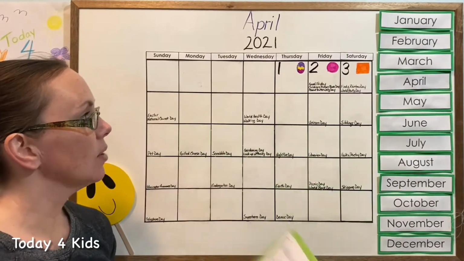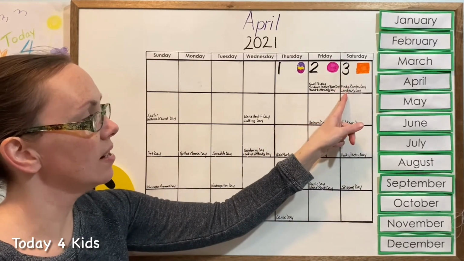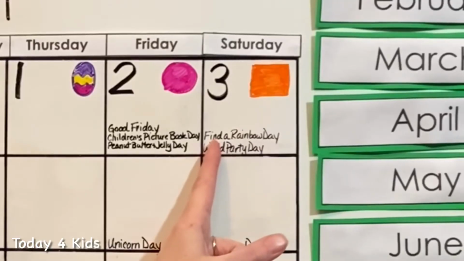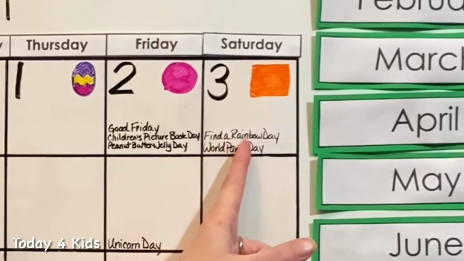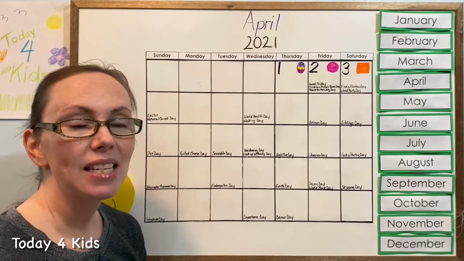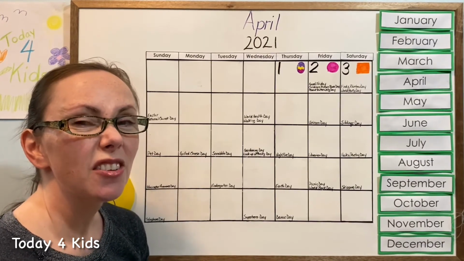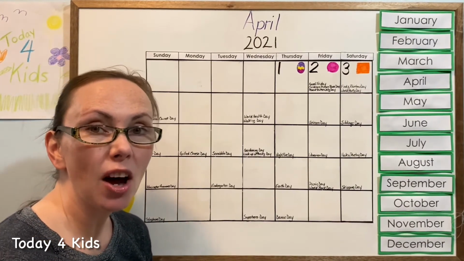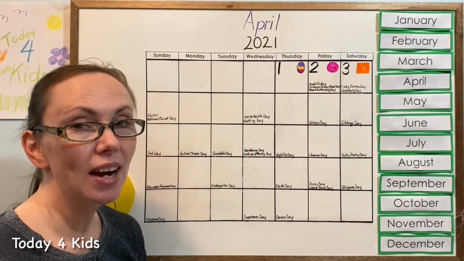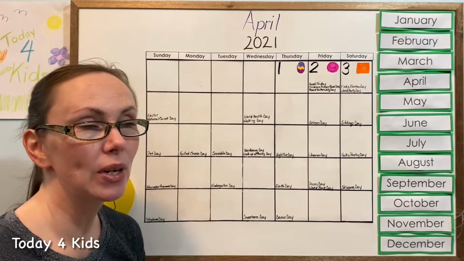Let's have a peek. There were some words underneath our number in our square. Let's see what they are. The first one says, find a rainbow day. So today is Find a Rainbow Day, and it's very exciting to see a rainbow. They're pretty, and there's also a little theory that the end of a rainbow is a pot of gold. It's very hard to find the end of a rainbow. I've never found one. I don't know anybody that's found one.